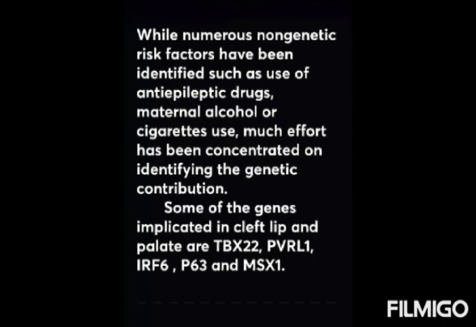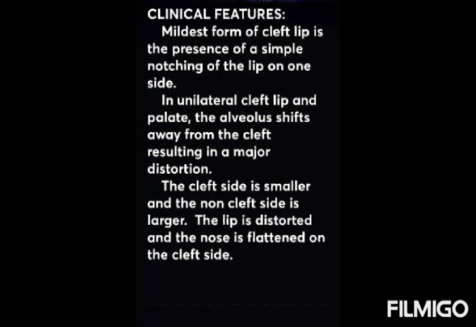While numerous non-genetic risk factors have been identified, such as the use of anti-epileptic drugs and maternal alcohol or cigarette use, much effort has been concentrated on identifying the genetic contribution. This point is very important. The genes implicated in cleft lip and cleft palate are TBX22, PVRL1, IRF6, P63 and MSX1. This is a very important point. Treacher Collins syndrome patients also have absence of the zygomatic arch, micrognathia, cleft palate and low set ears. So these are the syndromes associated with cleft lip and palate.